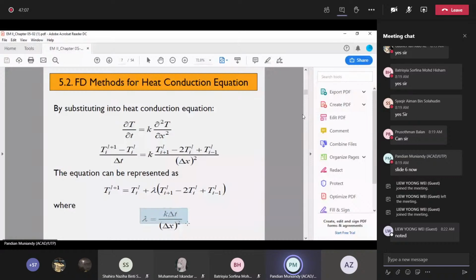So lambda can be calculated using K del t divided by del x squared. This is the shortcut. So the equation that we need is T superscript L plus 1 subscript I, the left-hand side, equals T superscript L subscript I plus lambda times T superscript L subscript I plus 1 minus 2T superscript L subscript I plus T superscript L subscript I minus 1. Can you get this equation, class? Slide number 7, yeah? Try to verify this equation, please.